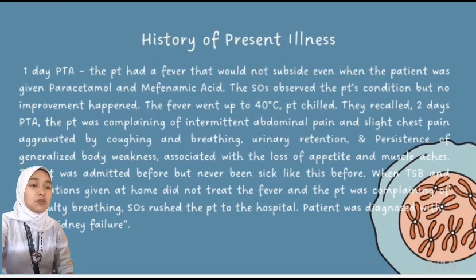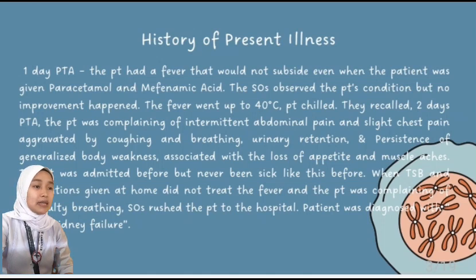So they recalled that 2 days prior to admission, the patient was complaining of intermittent abdominal pain and slight chest pain aggravated by coughing and breathing, urinary retention, and persistent generalized body weakness associated with loss of appetite and muscle aches. The patient was admitted before but had never been sick like this. When TSB and medication given at home did not treat the fever and the patient was complaining of difficulty of breathing, the SO rushed the patient to the hospital. Then the patient was diagnosed with acute kidney failure.